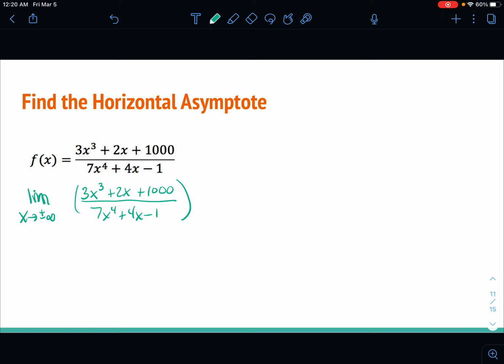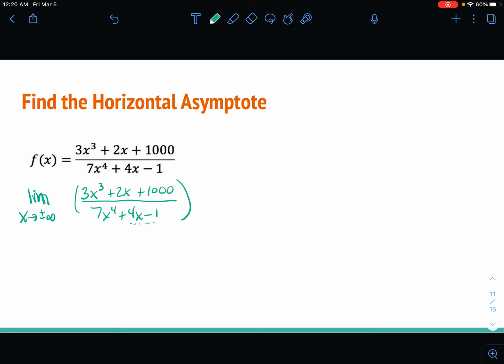I see the denominator has x to the fourth. So let's say I plugged in 1,000. We'd have 3 times 1,000 cubed on top plus 2 times 1,000 plus 1,000. In the bottom, we'd have 7 times 1,000 to the fourth. That's going to be significantly bigger, even though we have all this little stuff here. So we want to think logically, what does it look like?